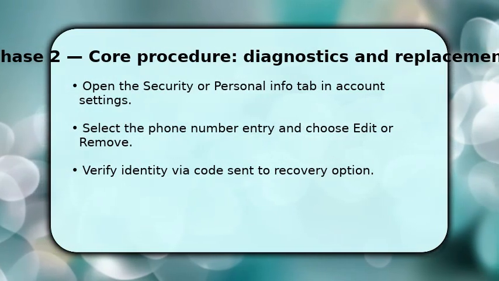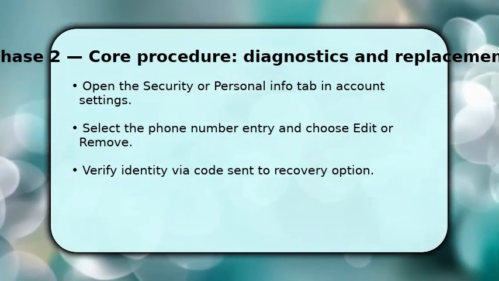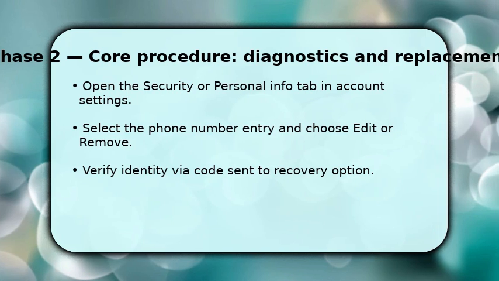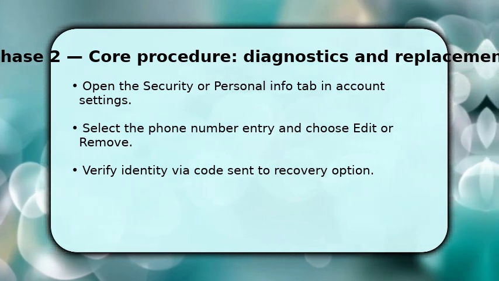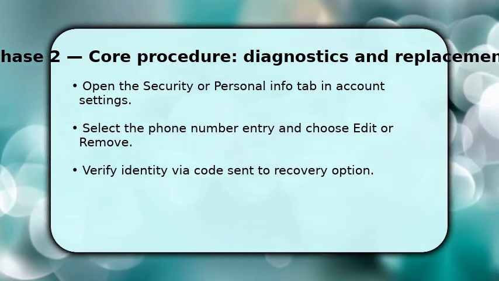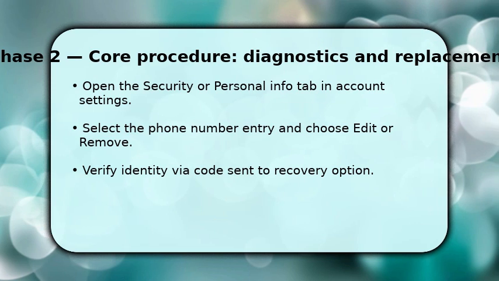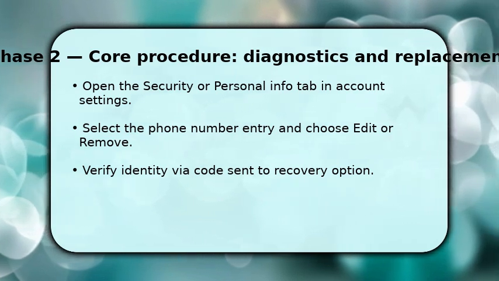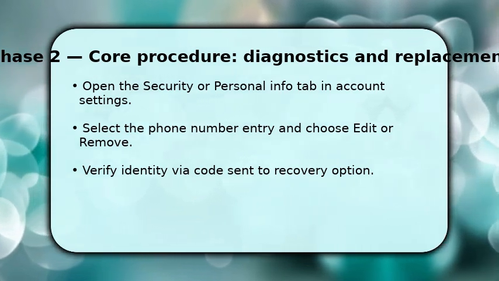Next, go to Security or Personal Info where phone numbers are listed. This is where Yahoo stores verified contact methods. Select the existing phone entry and choose Edit to replace it, or remove then add a new number if you prefer a clean start. When adding the new phone, Yahoo will send a verification code.